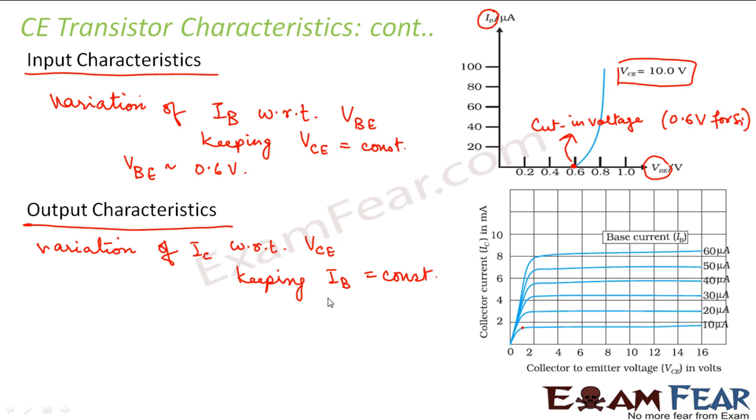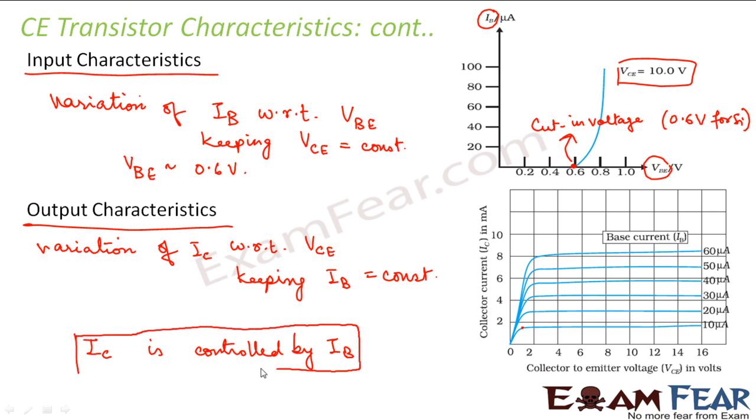So this showed how the input current varies with the input voltage and how the output current varies with the output voltage. But this also concluded that IC changes with IB. That means IC is controlled by IB. That means if base current increases, collector current will also increase. If base current decreases, collector current will also decrease. So this is a very important property of transistor.